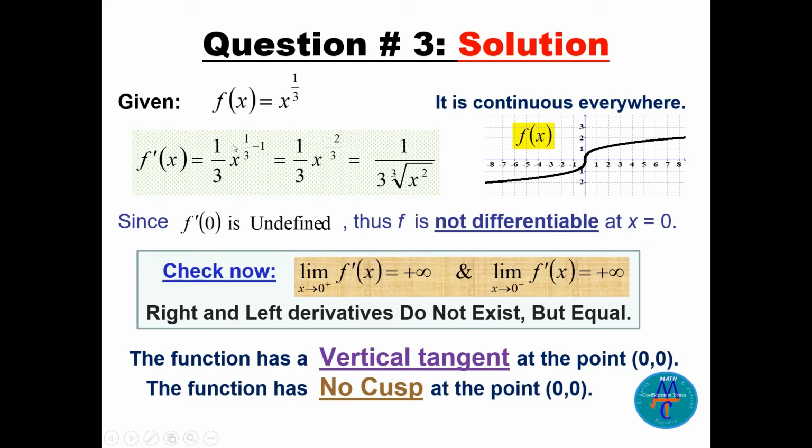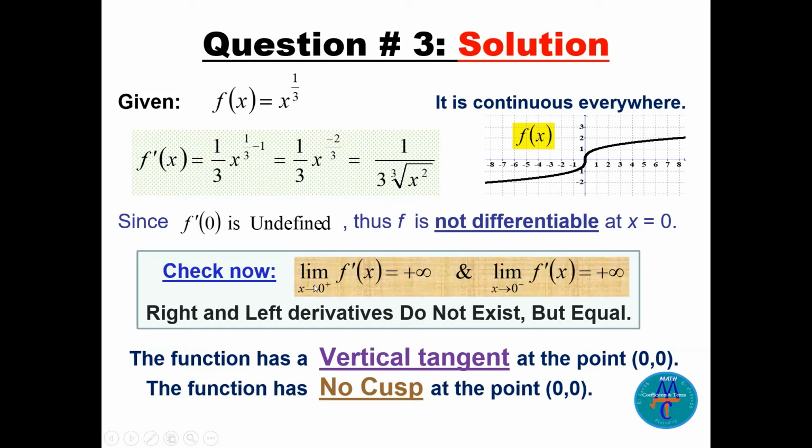Let's find the derivative. 1/3 x to the power 1/3 minus 1, x to the power minus 2 over 3. So it will be 1 over 3 cube root of x squared. That is the derivative. Now, if you replace 0 in the derivative, f prime of 0 is undefined. So now the function is not differentiable at 0. So you have to check. This is the checking here.